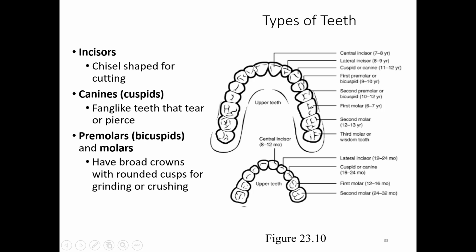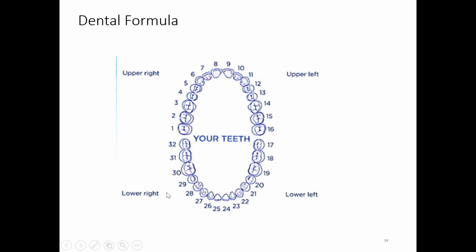So incisors, those front 4 teeth right here, they are for cutting. Canines for tearing or piercing food. Here they are, canines. Each of those teeth has only one root. Then we have premolars, first premolar, second premolar. And each of those has 2 roots. Finally, molars have 3 roots each. Those are the largest teeth, and they are for grinding or crushing food.